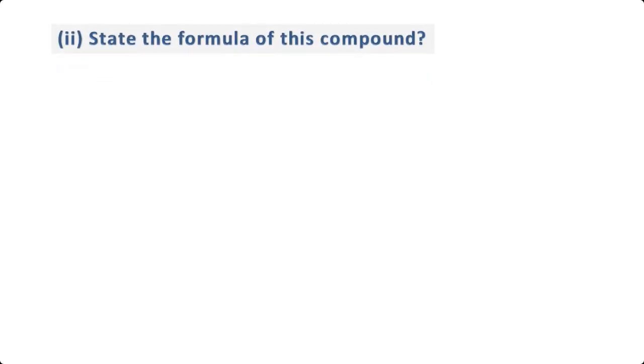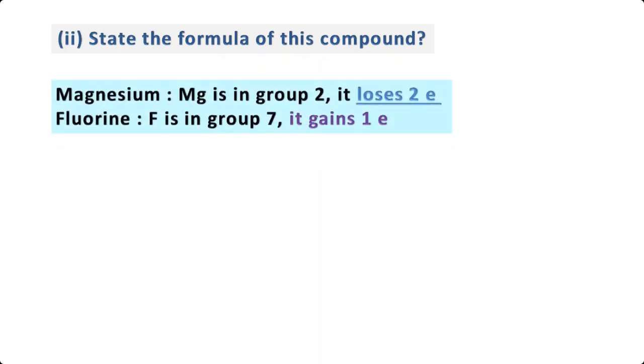What about the formula of this compound? Before drawing anything, we have to determine the formula of this compound. Determining the formula helps me and tells me about the number of atoms involved in this bonding. So magnesium, as we told you before, locates in group number 2, which means it has 2 electrons in its outer shell. When the atom has 2 electrons in its outer shell, to become stable, it loses them. Whereas the fluorine has only 7 electrons in the outer shell and needs only 1 electron to become stable, so it will gain it.